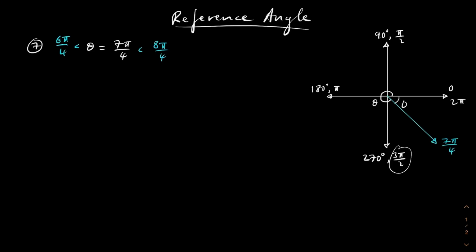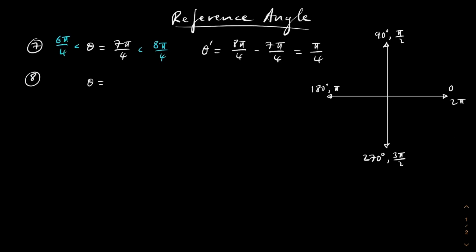And so in this case, our reference angle theta prime should be equal to, as a positive number, 2 pi minus 7 pi over 4. So that's going to give us 8 pi over 4 minus 7 pi over 4, which should be equal to pi over 4. All right, let me give you more examples in radian.